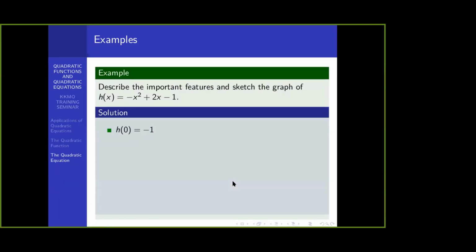So the next example does something similar, but this time the value of a is negative. So again, the y-intercept is -1. As x becomes large and positive or large and negative, the value of the function becomes large and negative because a is less than 0. a is -1. So that is what happens. So this means the curve will face downwards, and it has a maximum value of 0.